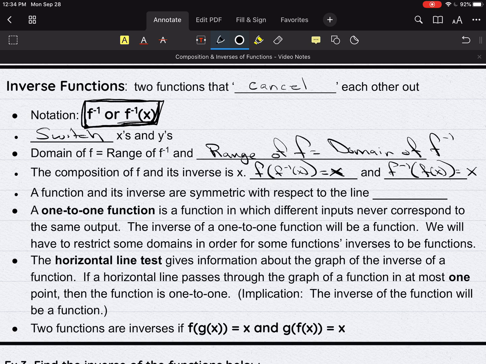A function and its inverse are symmetric with respect to the line y equals x. Now here are some vocab terms for you. A function is one-to-one. That's a function in which different inputs, so different x values, never correspond to the same outputs. So if I have repeated y values, it's not one-to-one. Now, if my function is one-to-one, then the inverse is also going to be a function. And sometimes we'll have to restrict domains.